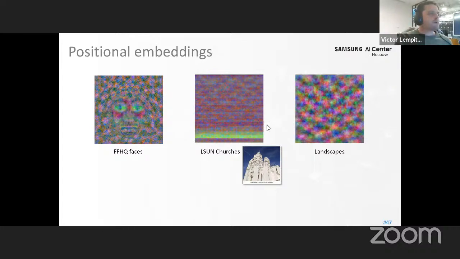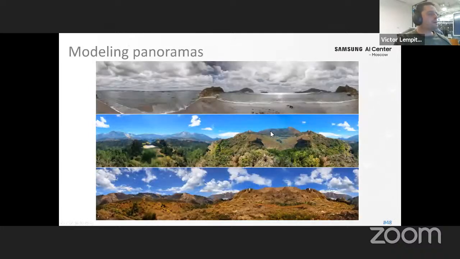There are some things we can do here which we would not be able to do easily with convolutional generators. For example, we can teach the model to generate cylindrical panoramas. These are cylindrical panoramas generated by our model. They're circular, so the left can be attached seamlessly to the right. And here the model has never seen panoramas during training, just standard photographs.